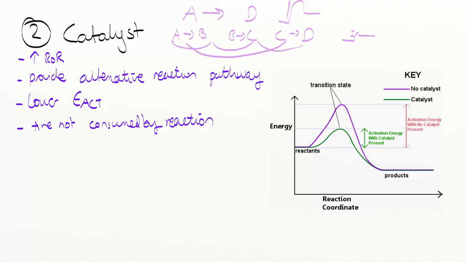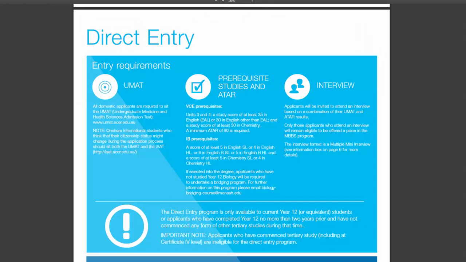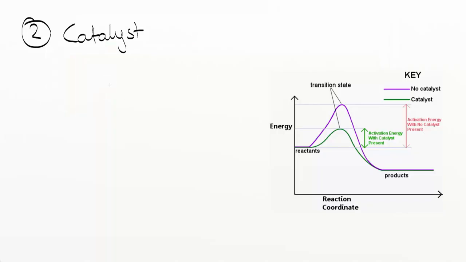So let's look at the explanation of how to tackle catalysts. To explain this concept, let's have a look at the idea behind the, let's say, entry requirements for Monash medicine. So Monash medicine requires 3 things. We've got the UMAT over here, we've got the prerequisite studies, ATAR, and then we've got an interview. Let's say the entry requirement for Monash medicine was a 99 ATAR. So what does that mean?